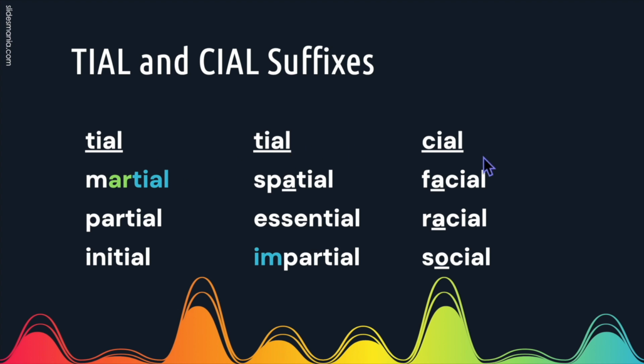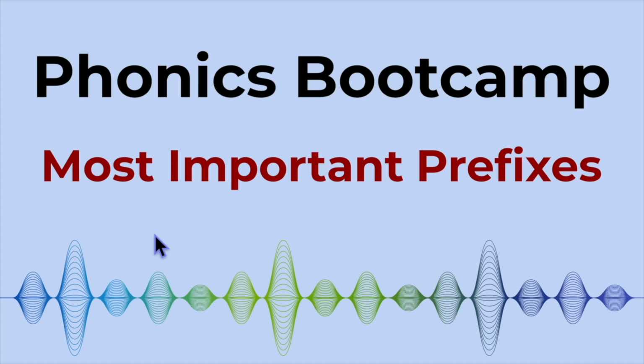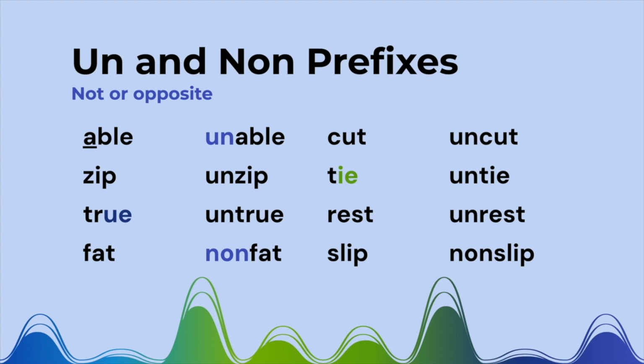Both of these suffixes are pronounced shull. AR says R, so here we have martial, partial, initial, spatial, essential, and impartial. Notice right here we have the prefix im, which will be covered in the prefix video. These words are also pronounced with shull. Once again, the underlined letters have their long sound. Facial, racial, social.